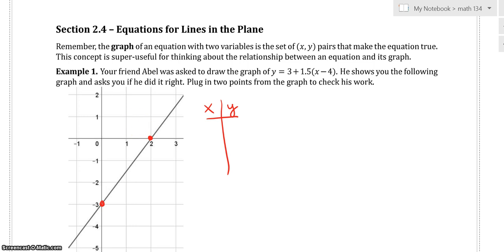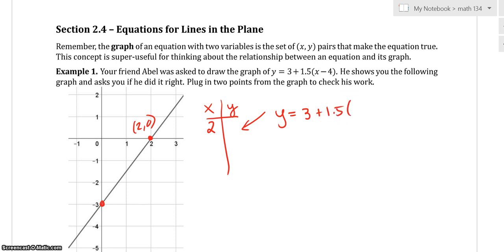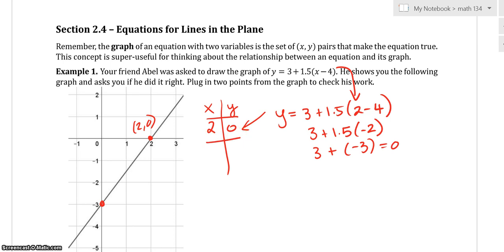This first point here is 2, 0. So I'm going to plug in x as 2 and see if y is really 0. So I'm going to plug in 2 into this equation. And when I figure that out, I'm going to do the parentheses first. I can use a calculator there. 1.5 times 2 is 3, so that would be a negative 3, and that is indeed 0. So the first point does work.